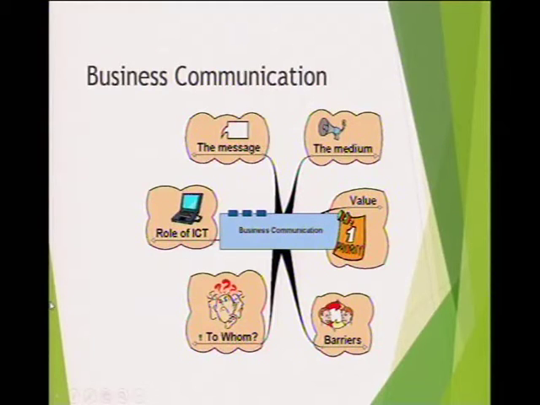So in business, there are a number of factors that we are going to consider. There are about 6 of them. As we have discussed, the medium is literally the communication channel. We are also going to look at the value, the priorities, the barriers. To whom are we sending the message? And today, realizing that we are living in the digital world, we'll look at the role of ICT and then the message itself. And this is a process, and the process does not end.